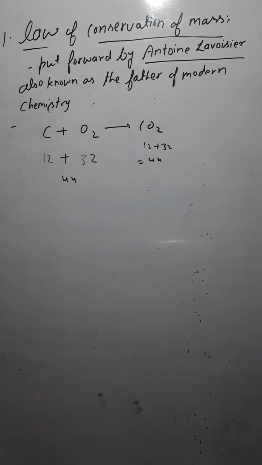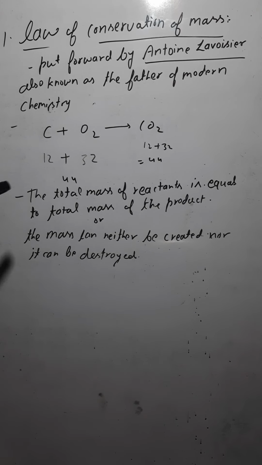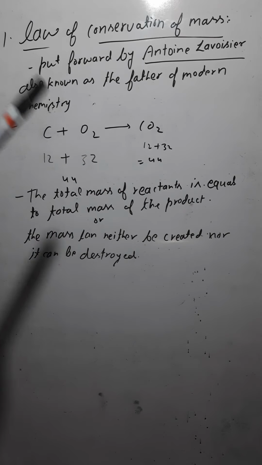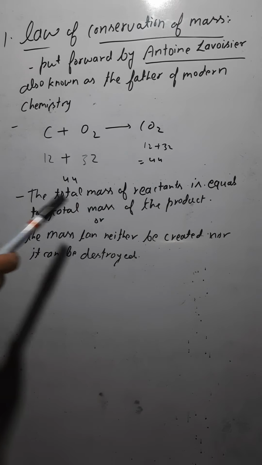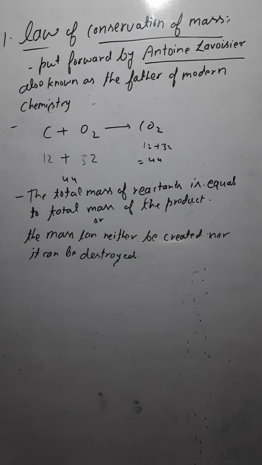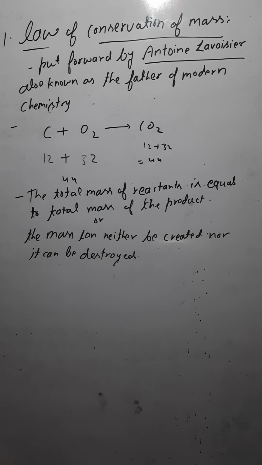So this is the law of conservation of mass. It states that the total mass of reactants is equal to the total mass of the product. So it implies that mass can neither be created nor be destroyed. So this is the law of conservation of mass. Just note it down. Then after that we are going to discuss the second law of chemical combination.